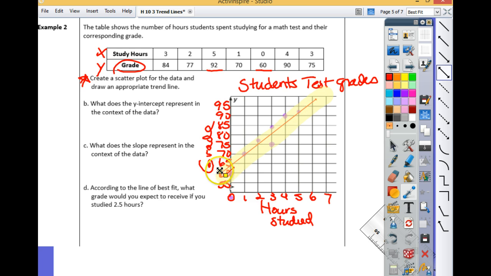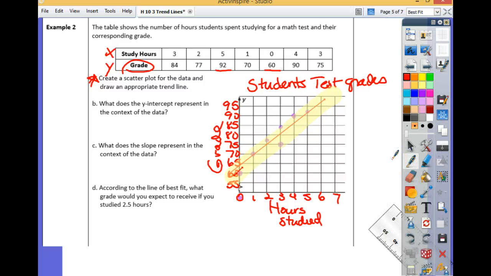That one? Either one I think would have been pretty close, wouldn't they? So I would probably accept either one on that one. All right, let's answer the questions.